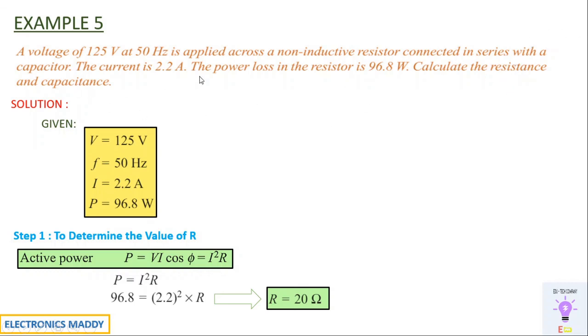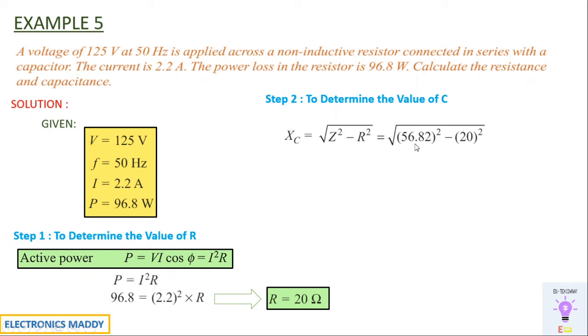Now they're asking us to find the value of C. How do we find the value of C? We know that Xc is equal to square root of Z square minus R square. So we will be substituting the value of Z and the value of R. You can ask me, how did you find the value of Z? It's very simple. Z is equal to V by I. If you substitute V equal to 125 and divide it by 2.2, you will be getting 56.82. That is why we have directly written it. These are extreme basics, as you have solved so many problems. So you'll be getting 53.18 ohms.